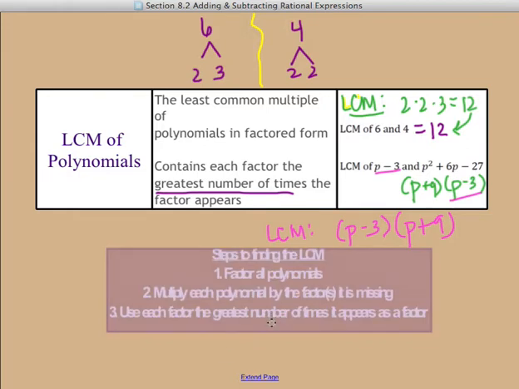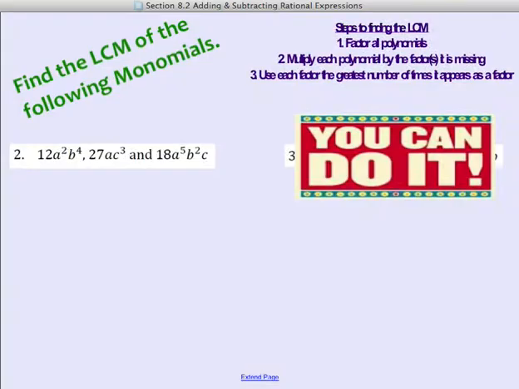So in order to find the LCM, you want to make sure you factor if you need to, and then multiply each polynomial by the factors it is missing, using the greatest number of times each factor appears. So let's go ahead and look at some examples. Example 2. I would go ahead and just break this one down.